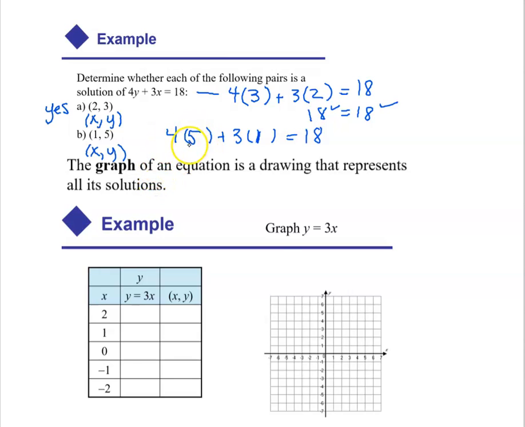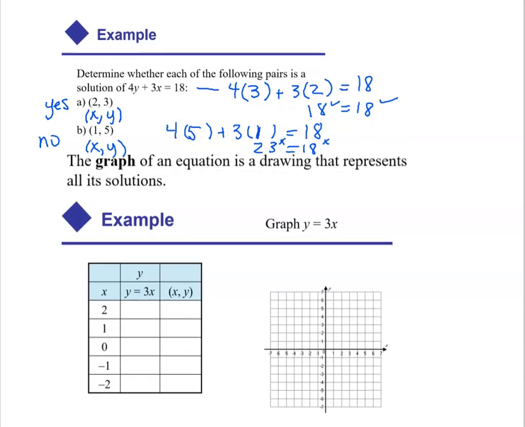So 4 times 5 is 20. Plus 3 times 1 is 23. And that is not true, right? So the answer to this one is no. So what that means is, if I were to graph this line, the point 2, 3 would be on this line. The point 1, 5 would not be on this line.